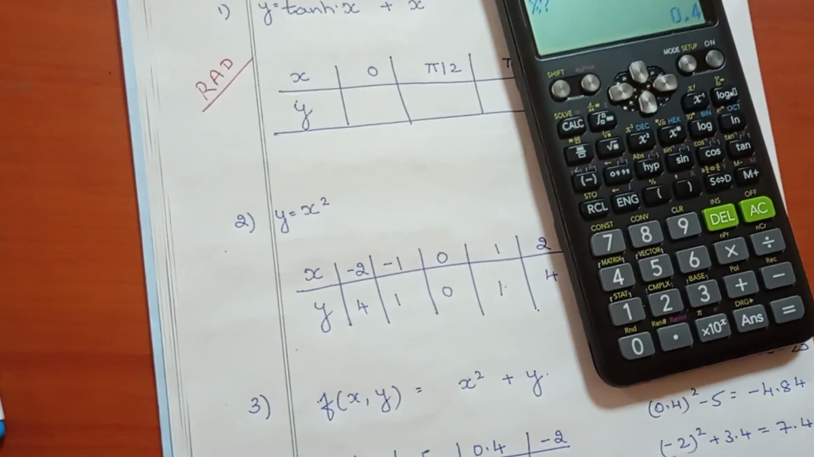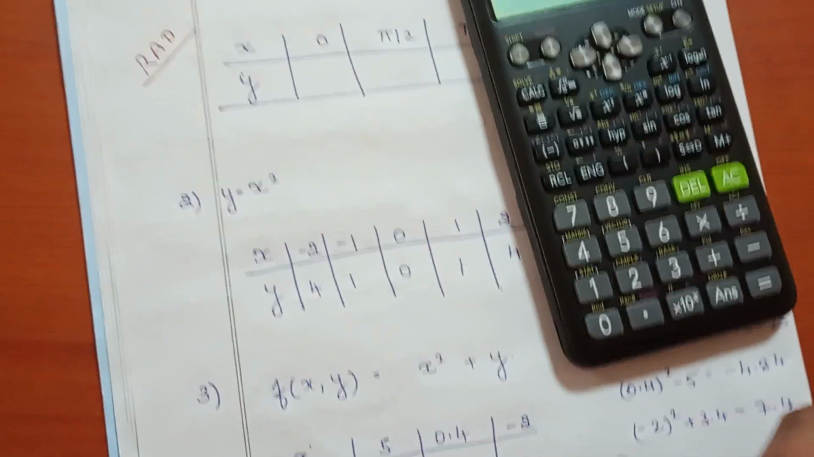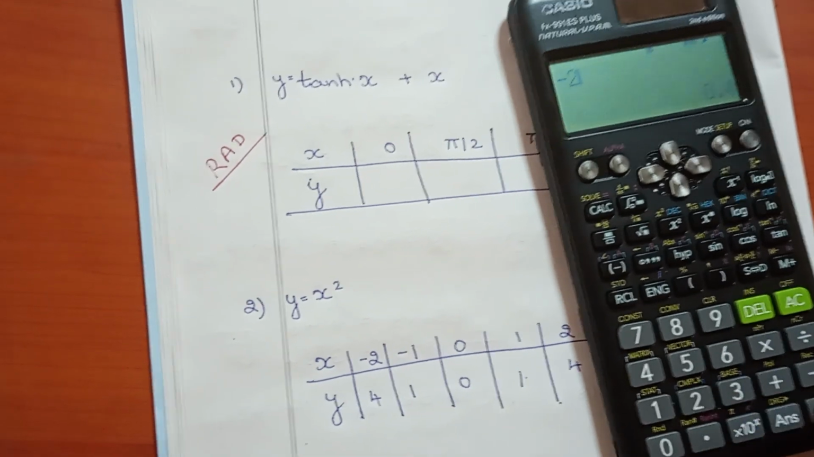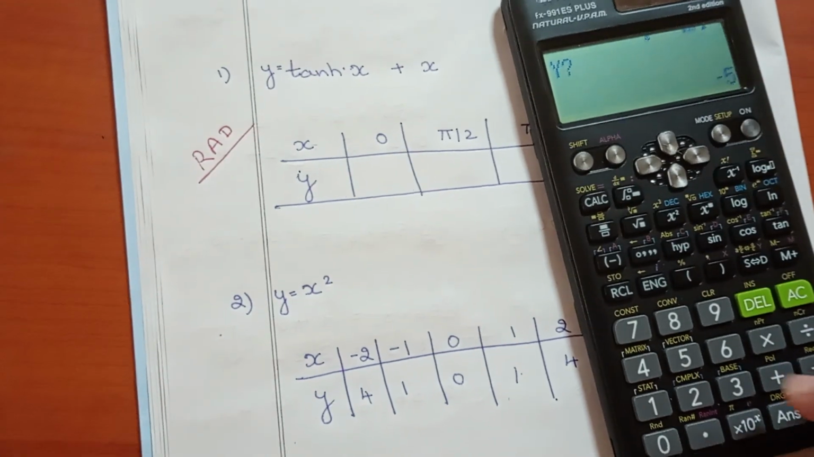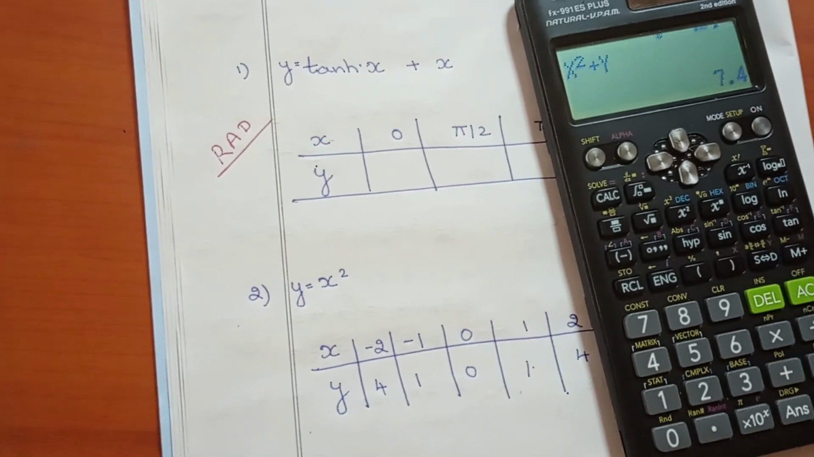So instead of doing it every time separately in the calculator or doing it side by side on your own, directly you can do it like this. So the next answer should be 7.4. So x is minus 2. Now y, what is it? It is asking, feed it 3.4. Now 37 by 5. So 7.4.